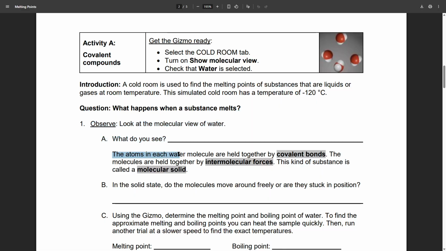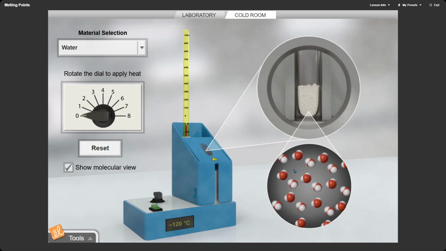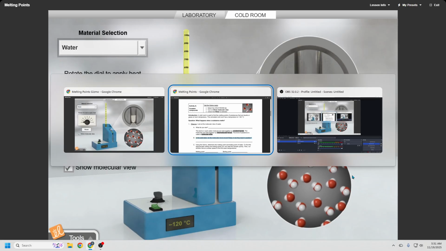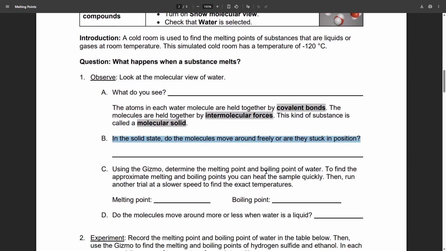The atoms in each water molecule are held together by covalent bonds. The molecules are held together by intermolecular forces. This is a kind of substance called a molecular solid. In the solid state, do the molecules move freely or are they stuck in position? So when you're looking at this, are these molecules stuck in position or do you see that they're moving freely? Write one of those two options in 1B.